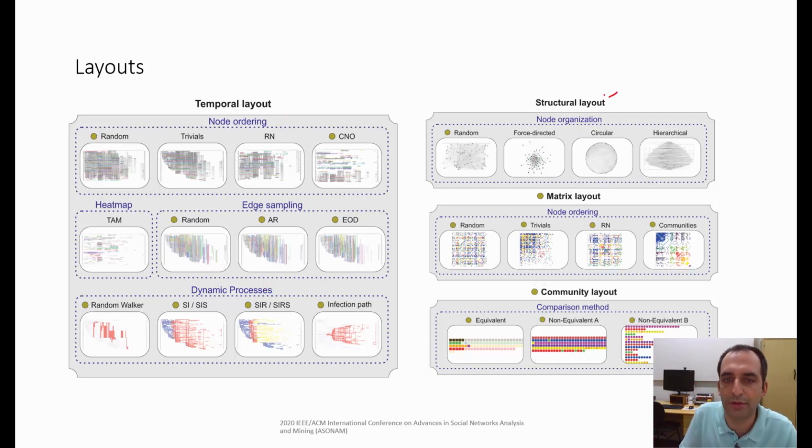In the structural layout, you can find different node organization algorithms. In the matrix layout, you can find different forms to order the nodes in the matrix. And in the community layout, we can use this layout to compare 2 community detection algorithms.